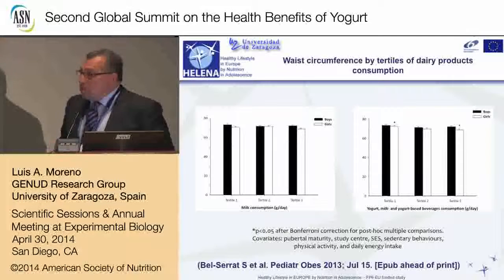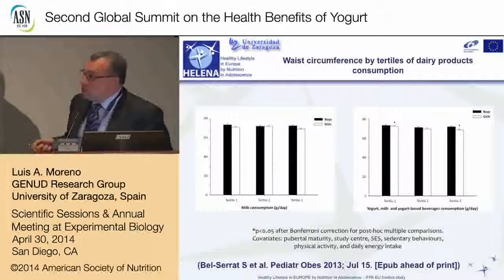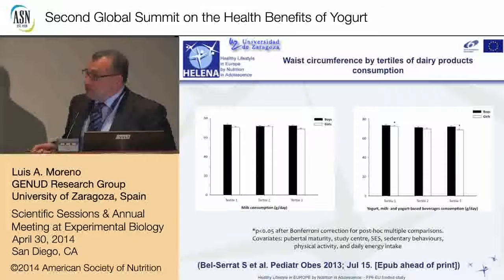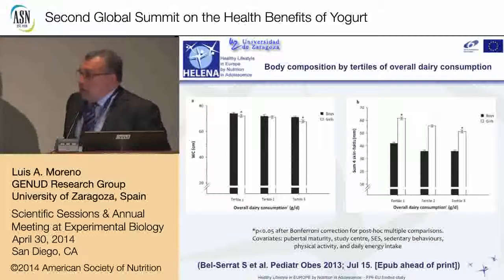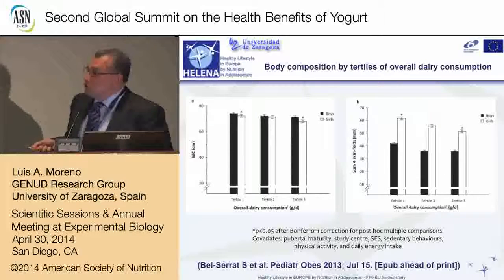We also performed an analysis classifying the adolescents according to tertiles of consumption of the different food groups. Here, milk, and you can see that, for example, for waist circumference, there was not any significant difference. But when we consider the group of yogurt, adjusting for these variables, we observe a significant difference in girls between adolescents being in tertile 1 and those being in tertile 2 of yogurt consumption. And when we consider the overall daily consumption, we observe a stronger association, always in girls, for waist circumference and also for the sum of skin fold thickness.